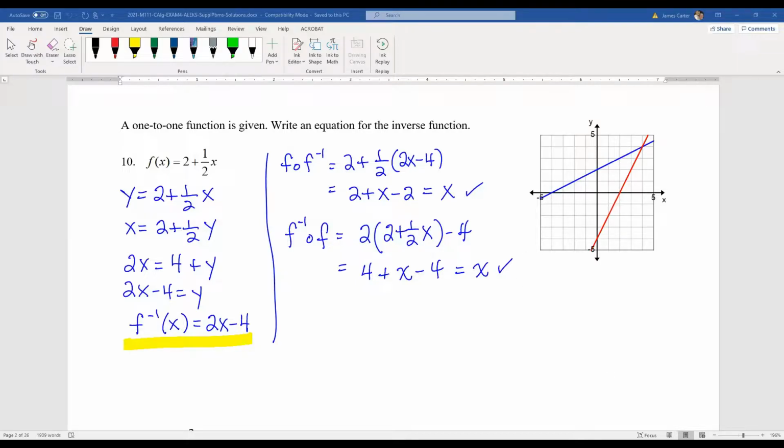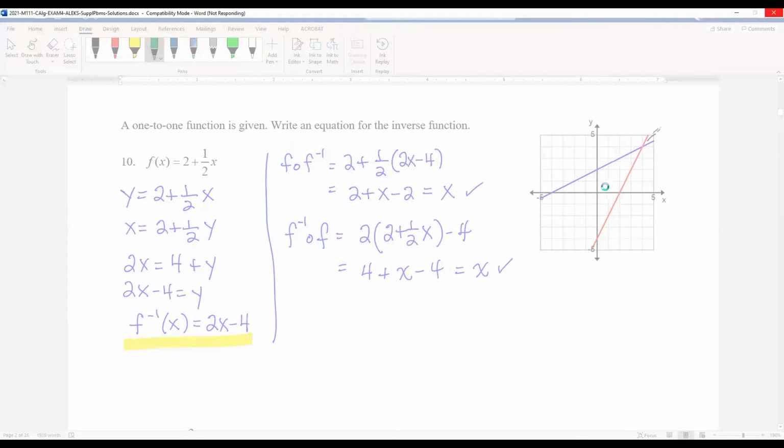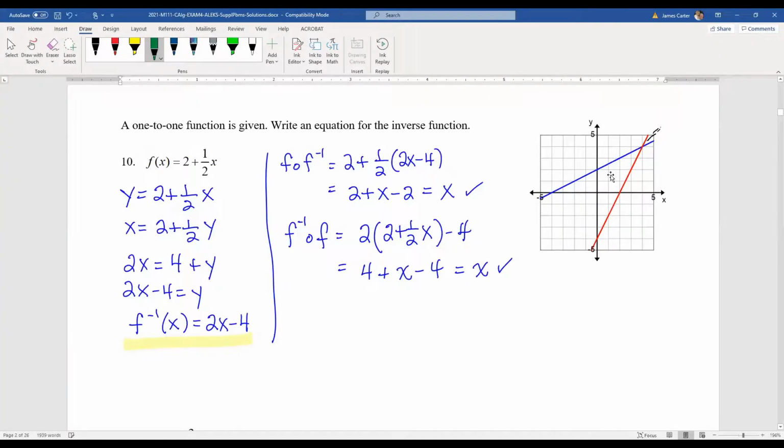I don't know if my pen will let me draw that or not while we're in this. Uh-oh, it doesn't like that. Try one more time. Okay, this is the line y equals x. Okay.